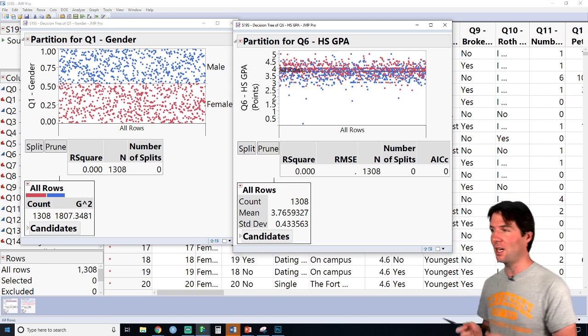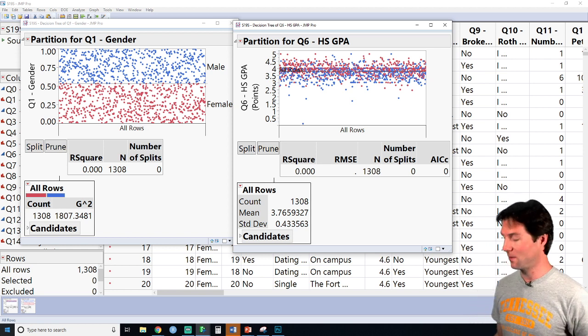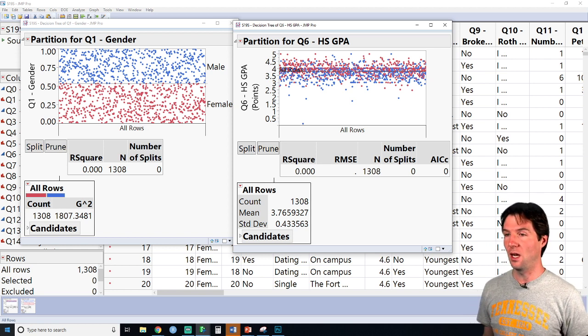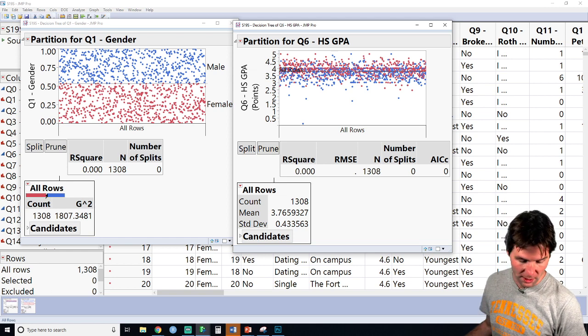What do decision trees not use? I want to see it in the chat. What variables do decision trees not use? Decision trees don't use what? Identifiers, you are right, or things that act like identifiers. That is the only thing decision trees do not use.